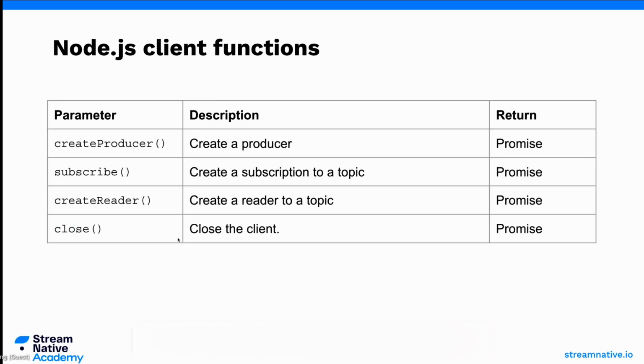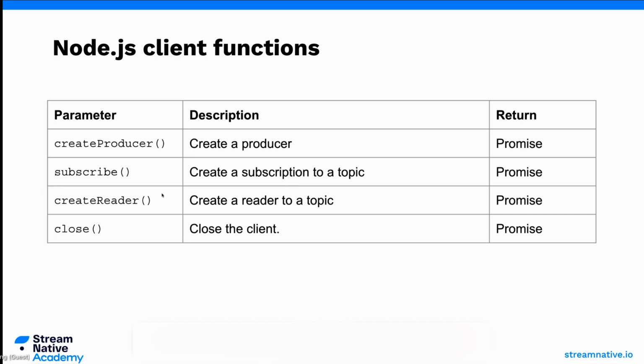Okay, so first one, client function. What's a client, right? When you create a client, what can you do, right? You can create a producer, you can subscribe to a topic, or if you don't want to subscribe to a topic, you can use a low-level reader to walk through the topic, right?